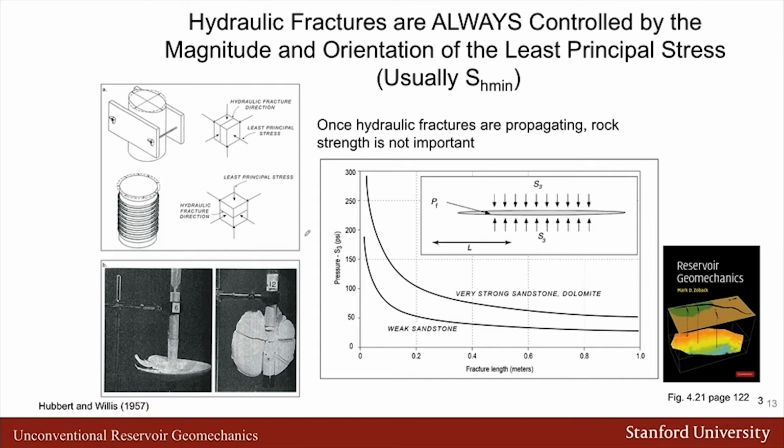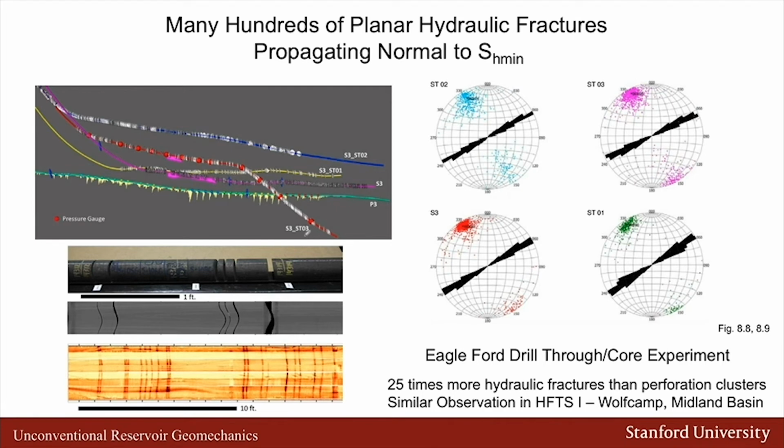And some remarkable data in support of these sort of theoretical or laboratory simulations have become available in the last few years. One set of data comes from a drill-through, core-through experiment conducted by ConocoPhillips in the Eagle Ford, and this is from a paper by Kevin Ratterman and his colleagues. Now, P3, this is the well that was being hydraulically fractured, and the yellow is due to a tracer that's indicating fluid penetrating the perforations along the well.